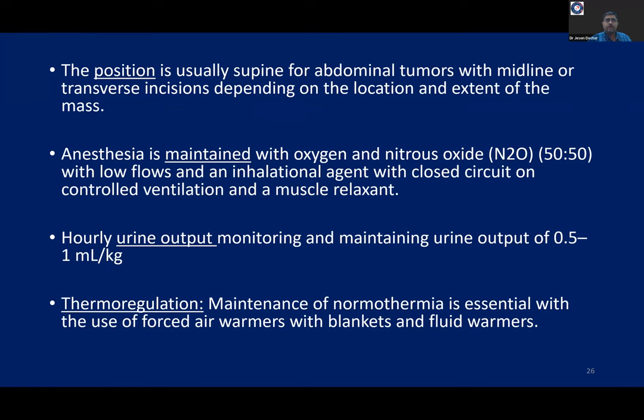Usually, these children are operated on in the supine position with a midline or transverse incision, depending on the location or extent of the mass. And we use oxygen and nitrous oxide. If there is a cavotomy and too much distension of the bowel, then we can switch over to an air oxygen mixture, with low flows, inhalational agents, a closed circuit and controlled ventilation with a muscle relaxant. Hourly urine output needs to be monitored, keeping an adequate urine output of 0.5 to 1 ml per kilo. In case the urine output dips, it is necessary to hydrate these children well and maintain the mean arterial pressure as close to the baseline, like I mentioned earlier.